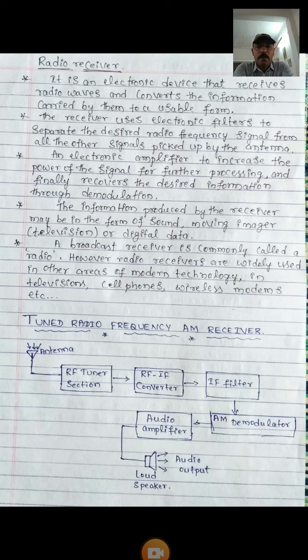Next we move to an important concept, the tuned radio frequency AM receiver, the tuned radio frequency amplitude modulated receiver. This is the diagrammatic representation. The first part is the antenna, which receives the signals. These signals move to the RF tuner section. Next is the RF IF converter, then the IF filter, then the AM demodulator, and the next part is the audio amplifier. These are the important sections of the tuned radio frequency AM receiver. We will study them one by one using the diagram.